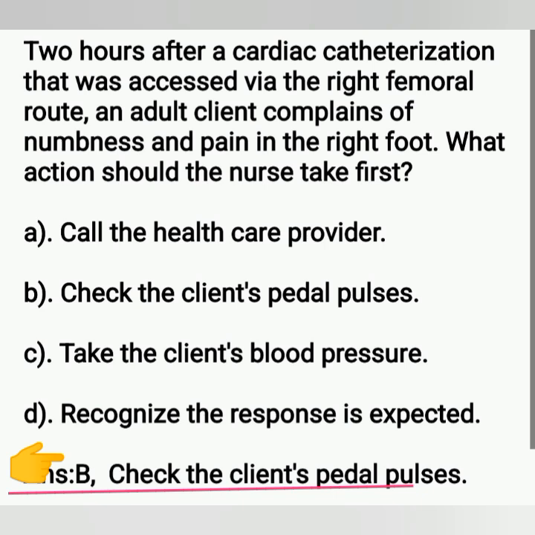And the first option, call the healthcare provider. We can inform this to the healthcare provider or physician. We can notify this, but the main thing is first we have to assess the pedal pulse, then inform the physician, then take the blood pressure. Everything we can do, but first, the question is, what action should the nurse do first? That is, check the client's pedal pulses. Move on to the next question.